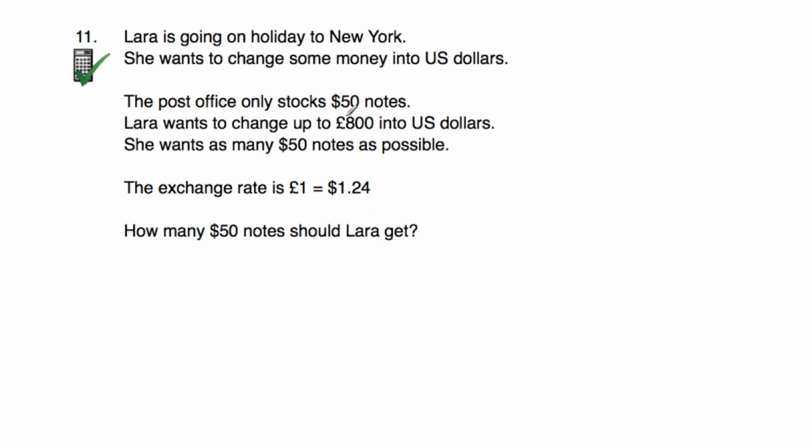In this question, she wants to change as much money into US dollars as possible, and she's got up to £800 to change. Let's see how much that would be worth. Each pound is $1.24, so we do 800 multiplied by 1.24 to change the £800 into dollars. That's equal to $992. So if Laura could change all her money into dollars, she would receive $992.